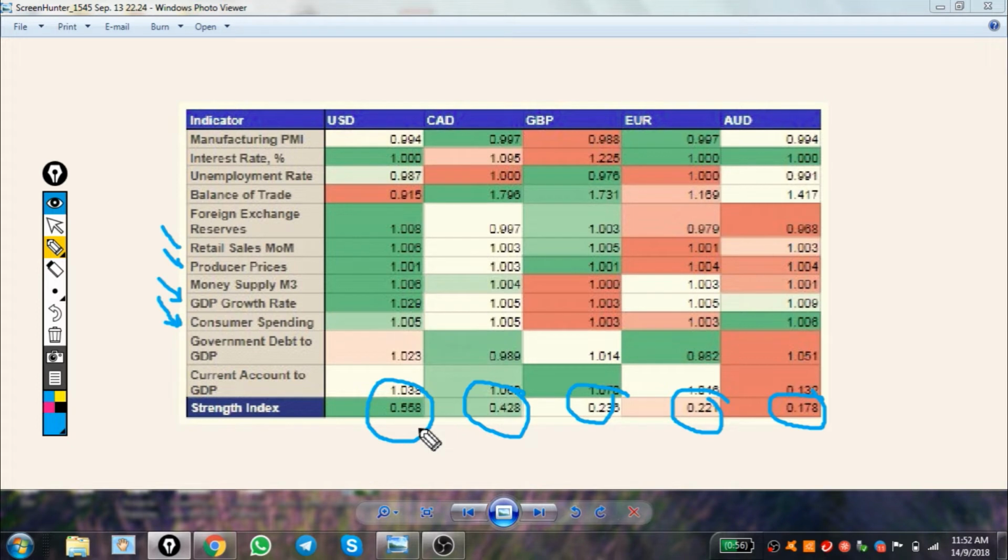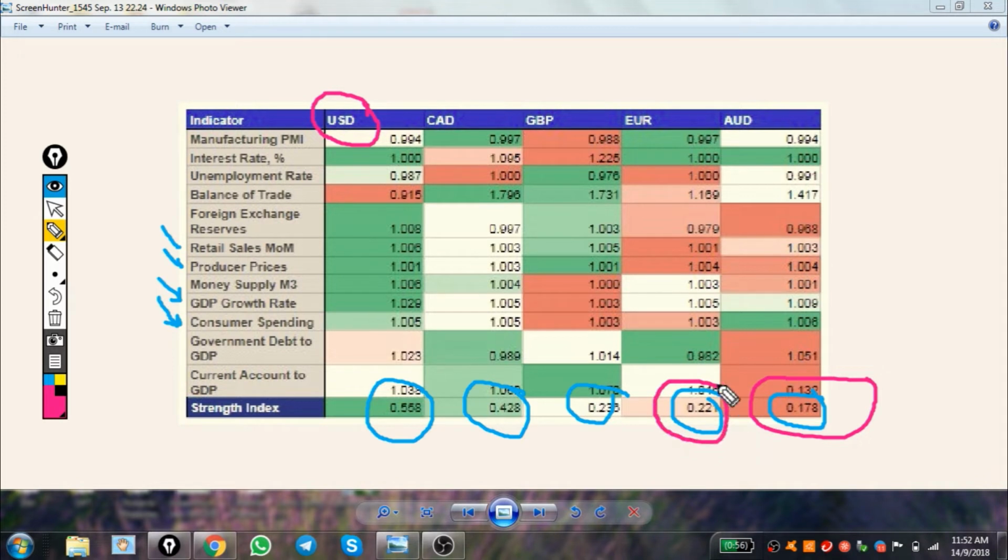So how do we make use of this table? Very simple. We pick the currency which is very strong. For example, the US shows 0.558, which is the highest. So that means we are looking to buy the US dollar. If I'm going to buy the US dollar, then of course I need to pick one currency to sell. Obviously, I'm not going to sell a currency which is equally strong, so I want to pick a currency which is very weak. You can see that the weakest currencies are the Australian dollar and the euro. Among all the 5 currencies, I'll pick either one of these.